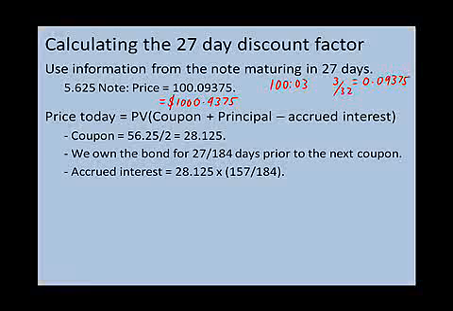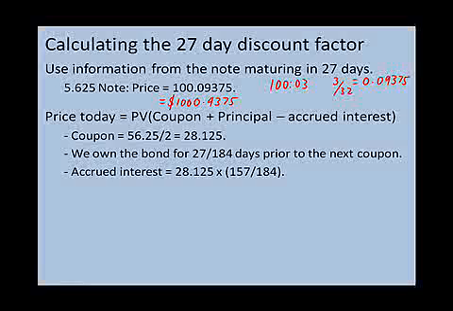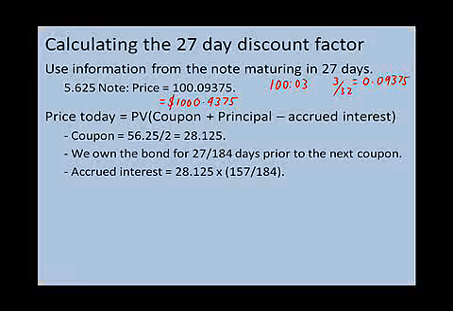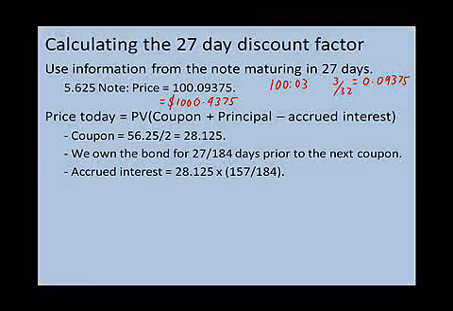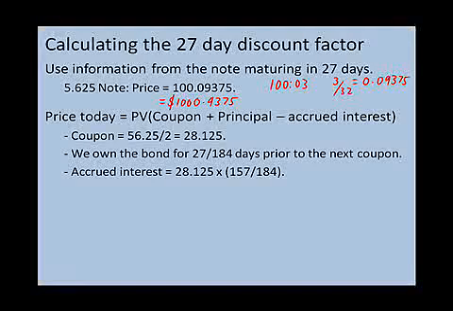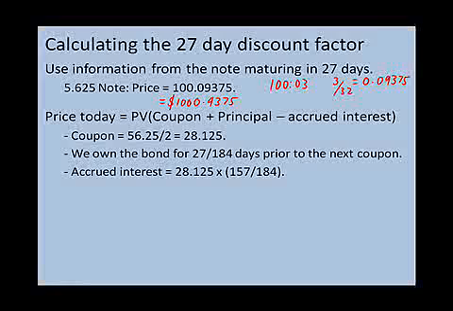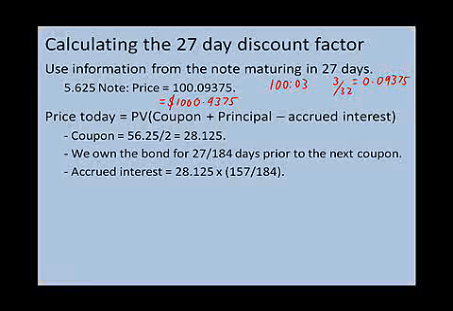Now, what's the price today equal to? The price of this note is going to be equal to the present value of the coupon payments plus the principal minus any accrued interest. Why are we subtracting accrued interest? Well, remember, the Wall Street Journal quotes are clean prices. That means we have subtracted the accrued interest.